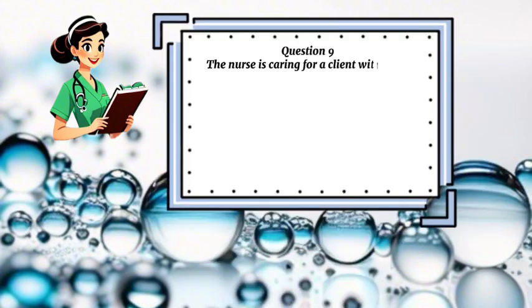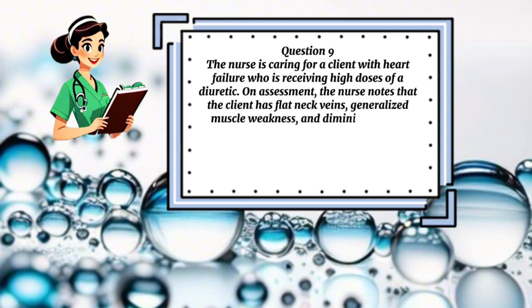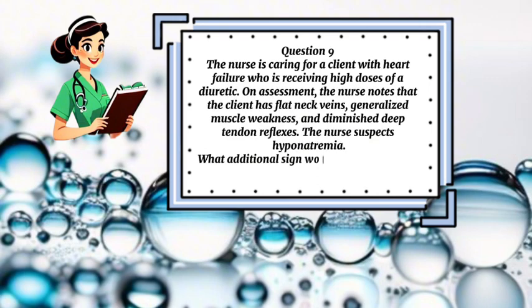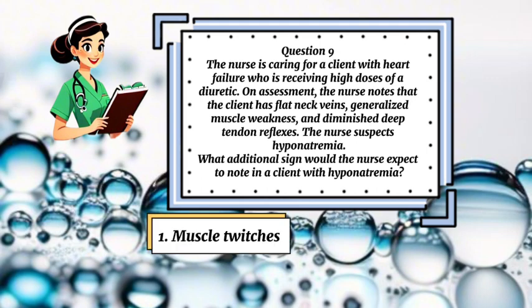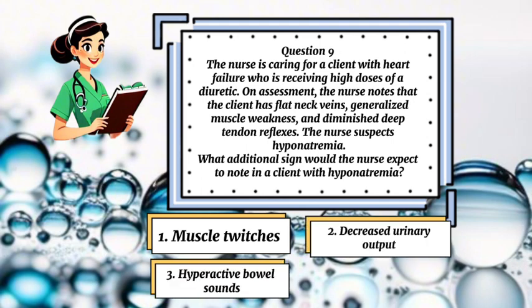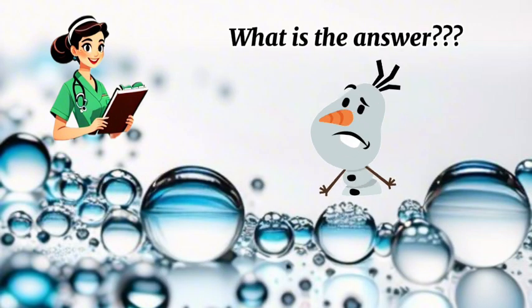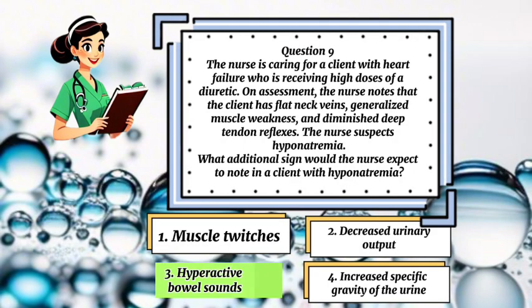Question 9. The nurse is caring for a client with heart failure who is receiving high doses of a diuretic. On assessment, the nurse notes that the client has flat neck veins, generalized muscle weakness, and diminished deep tendon reflexes. The nurse suspects hyponatremia. What additional sign would the nurse expect to note in a client with hyponatremia? 1. Muscle twitches. 2. Decreased urinary output. 3. Hyperactive bowel sounds. 4. Increased specific gravity of the urine. What is the answer?